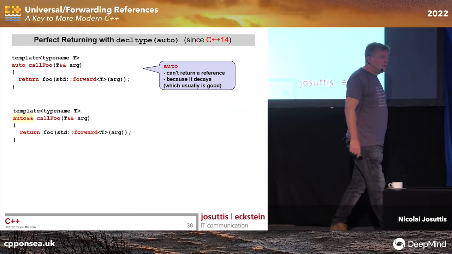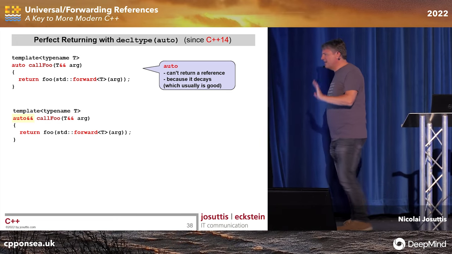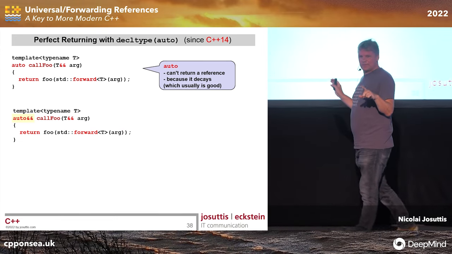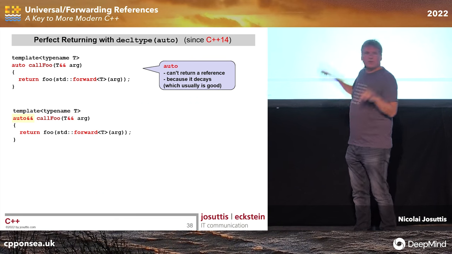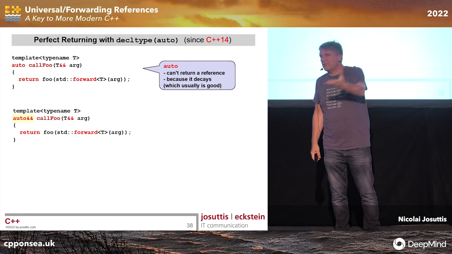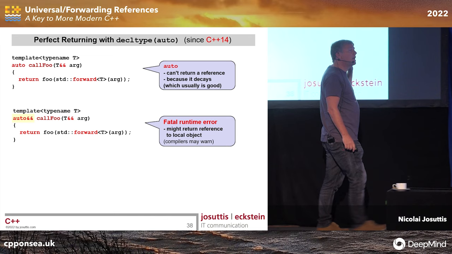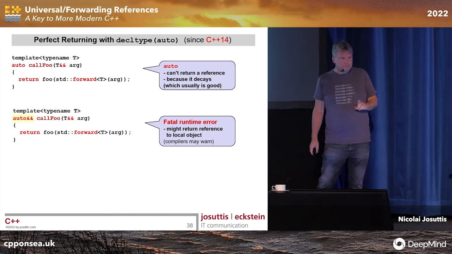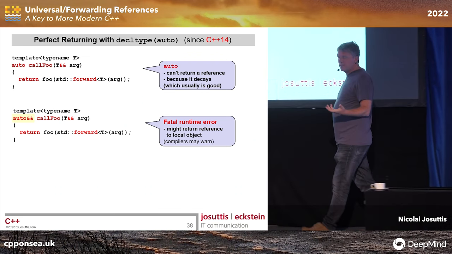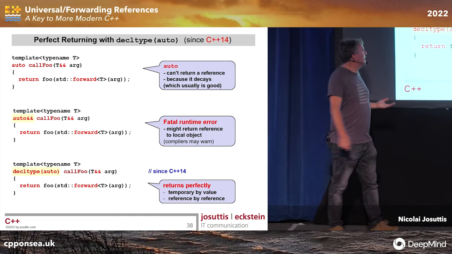So you might say, oh, I know how to do that. Auto with two ampersands, that's a universal reference. But no, don't do that. That's always a reference. If foo returns a temporary object, you return a reference to a local temporary object. No good idea. Fortunately, most compilers warn you about that. When we had this problem, we invented something in C++14, and that was the reason we have decltype(auto).